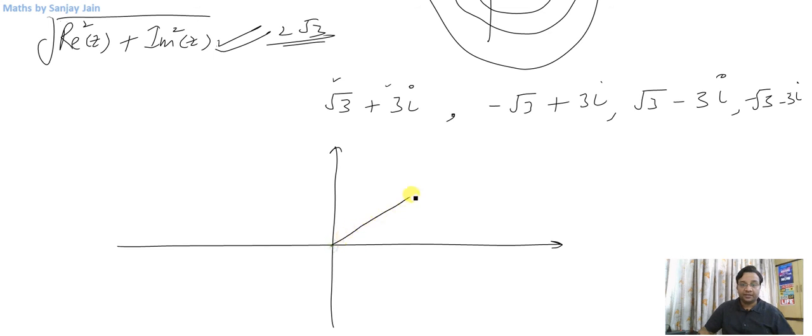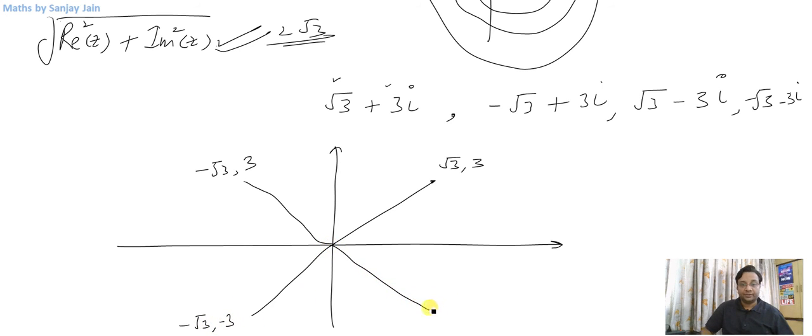Now see, this was root 3 comma 3. This was minus root 3 comma 3. This was minus root 3 comma minus 3, and this was root 3 comma minus 3, right? This is how the coordinates are. First quadrant, both the coordinates are positive. In second quadrant, x is negative, y is positive. In third quadrant, both are negative. And in fourth quadrant, x coordinate is positive, y coordinate is negative.